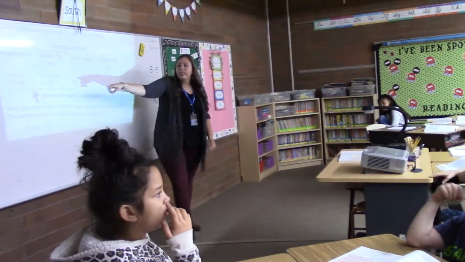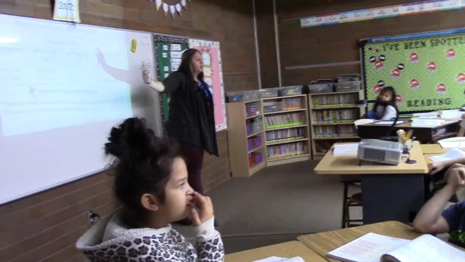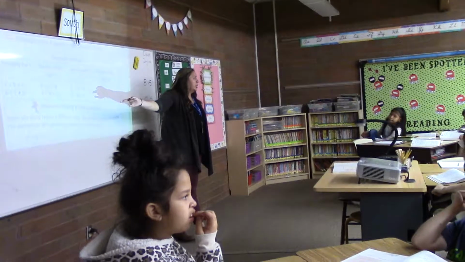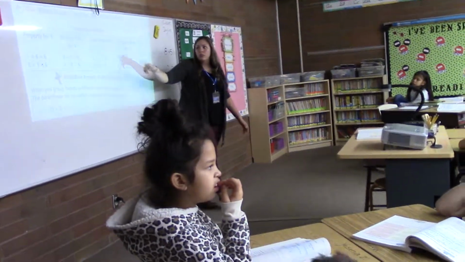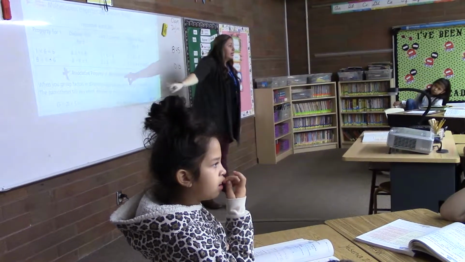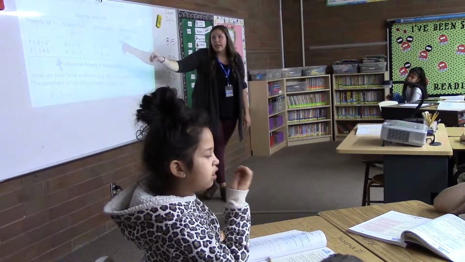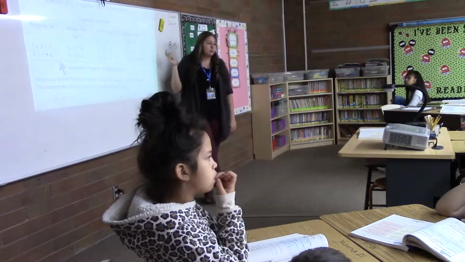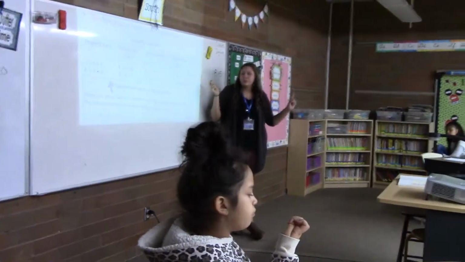Property for 1. 1 times 6 equals 6. Even if we flip it, 6 times 1 equals what? 6. Division. 8 divided by 1 is 8. If we flip it, 8 divided by 8 equals 1. Okay.